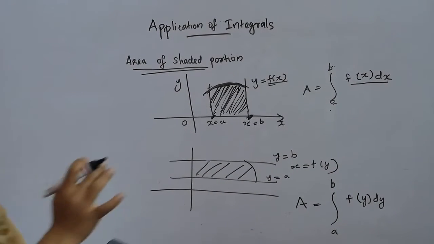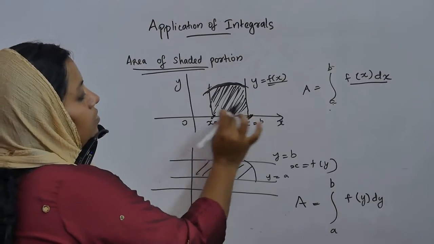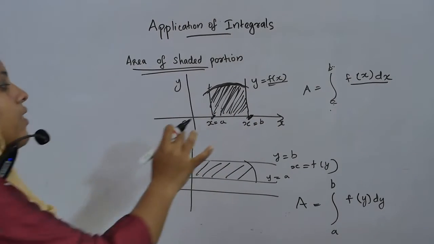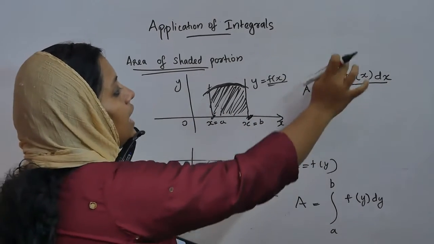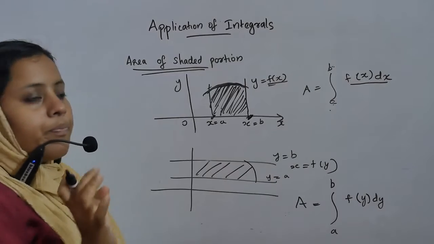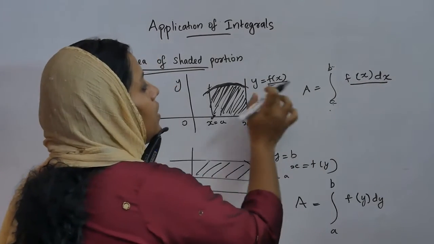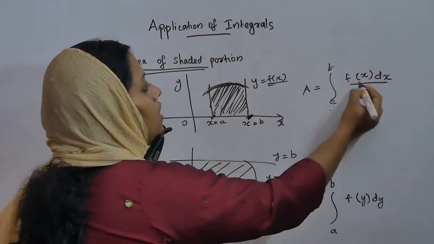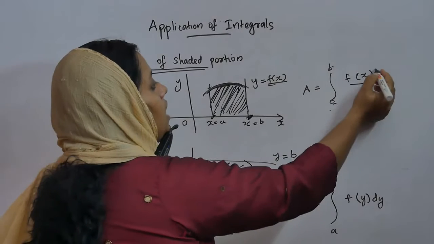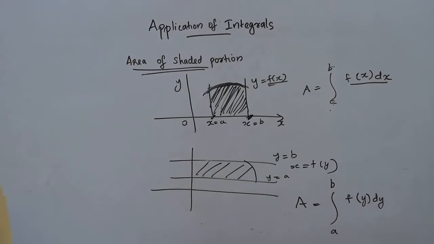You need to identify what is the interval, that is here from a to b. So integral is a to b. Now what is the equation of the curve? This is the equation of the curve, means f of x dx. With respect to x we are integrating.